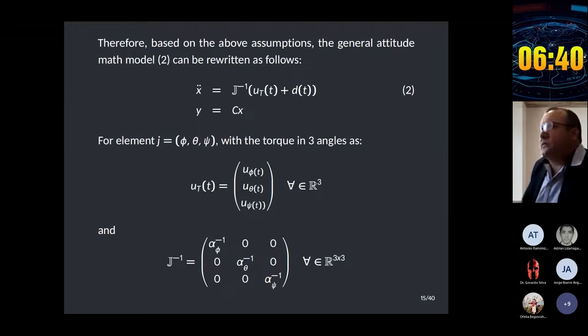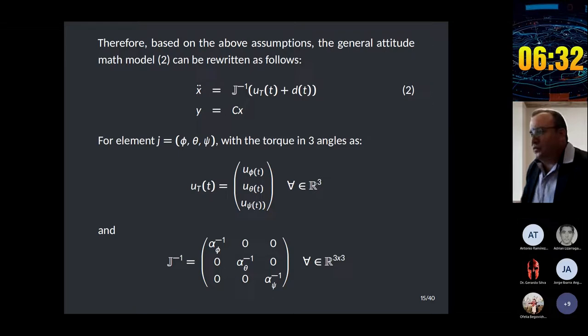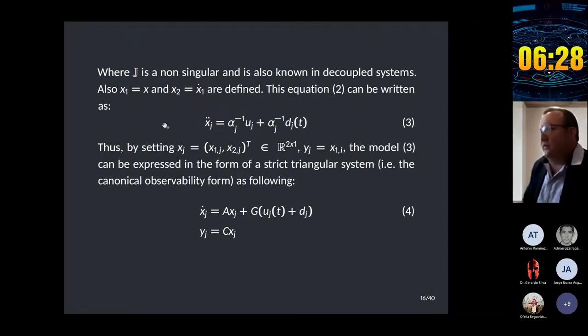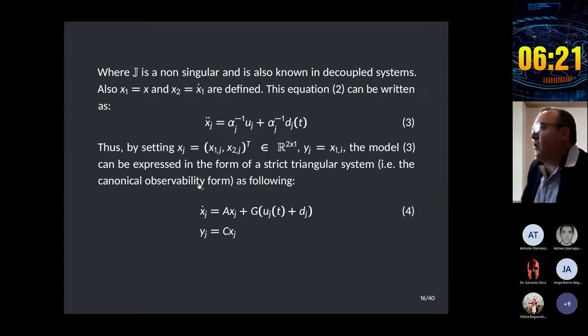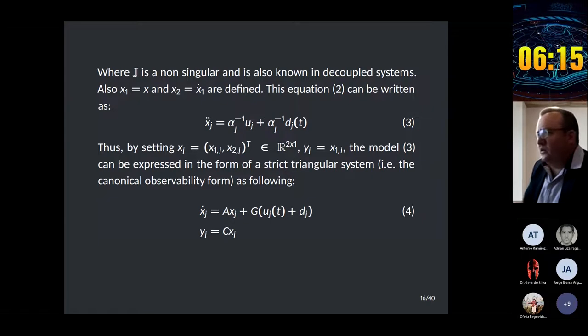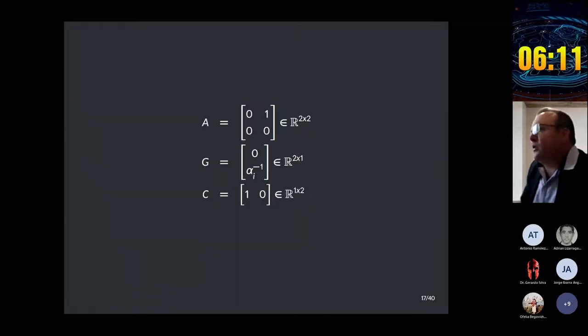Okay. Therefore, based on the above assumptions, we can propose this model, and with that, finally propose the canonical observability form of the system. This is system number 4. Okay, this is the structure of the model.